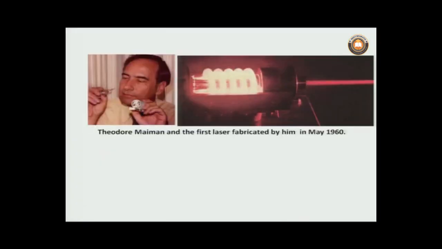Why has this happened? The answer is that Theodore Maiman, who was an American scientist, fabricated the first laser in May 1960. On the left is a photograph of Theodore Maiman, and on the right is the laser that he fabricated. As you can see, the light coming out from this laser is very directional, and it has only a very small spread of wavelength. It is said to be almost monochromatic.